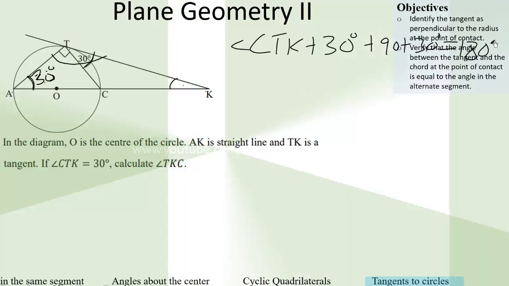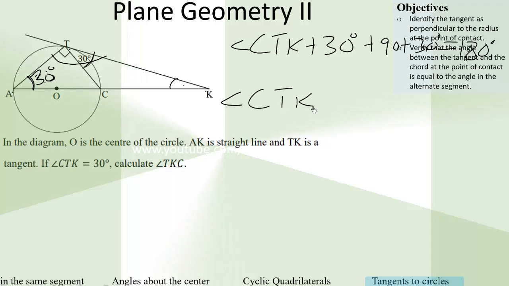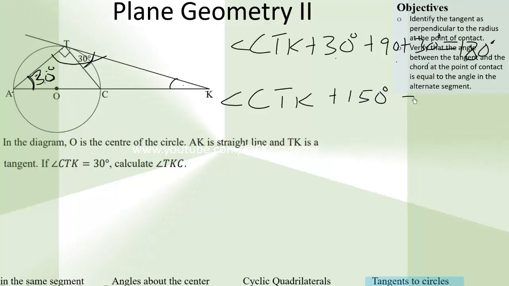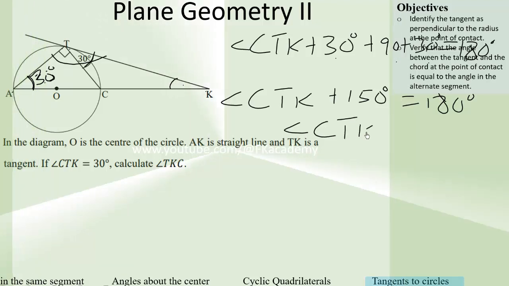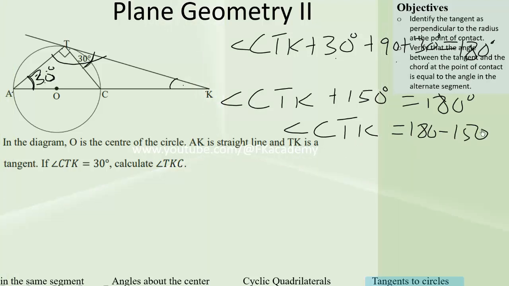Sum of angles in triangle AKT. So angle CTK will now be adding 30 plus 90 plus 30, which will be 150 degrees. That will give us 180. So we subtract to get angle CTK to be equal to 180 minus 150 degrees, and that will be equal to 30 degrees.